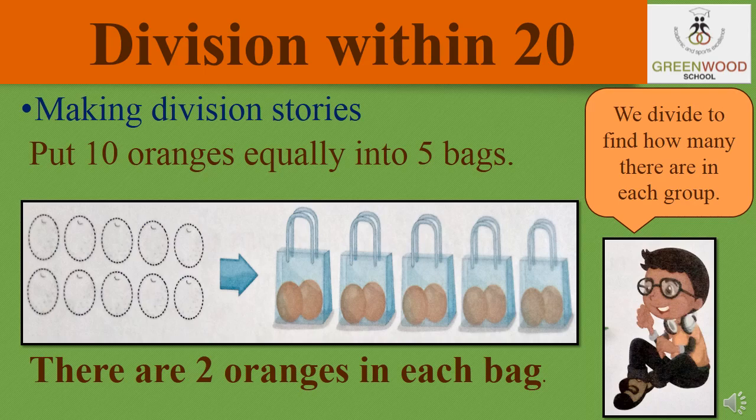When did we get 10? When 5 was multiplied by 2, we get 10. That means in each bag 2 oranges will go, so that all the 10 oranges are divided equally into the given 5 bags as shown in the picture.